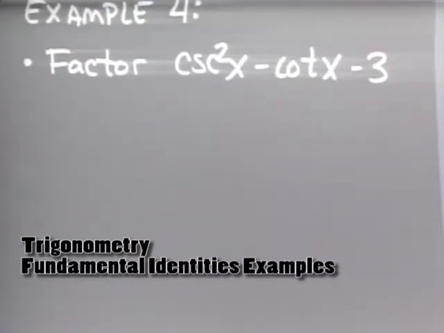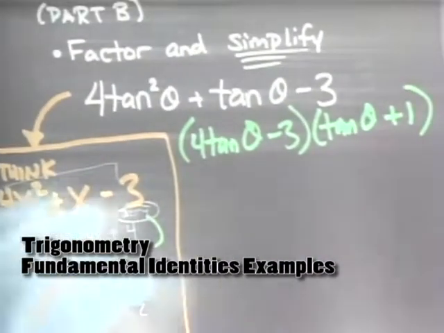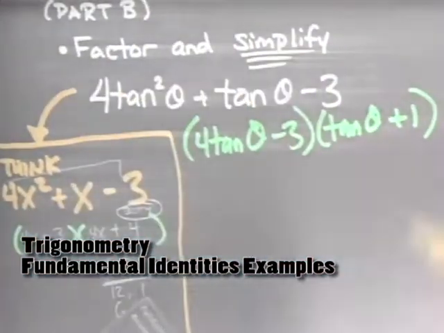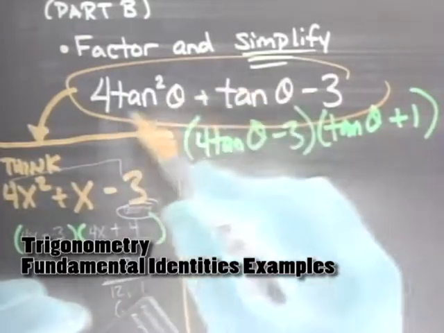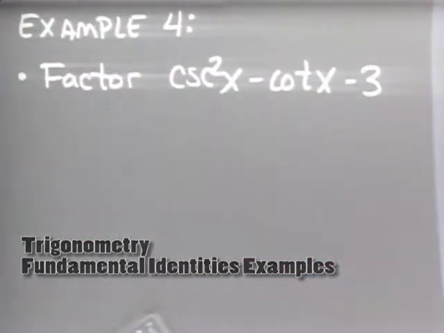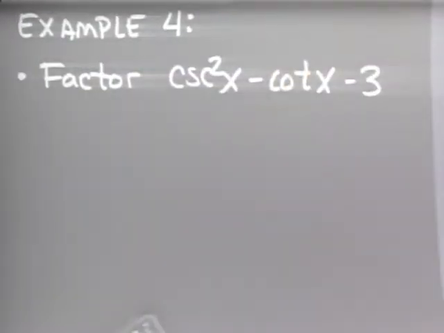The last example I did, I factored this right here. I had 4 tangent squared theta plus tangent theta minus 3. Well, they were both tangents, so you could factor it. If these don't match up, you can't factor it. There's something else, though, that you can do, and it has to do with your identities sheet.